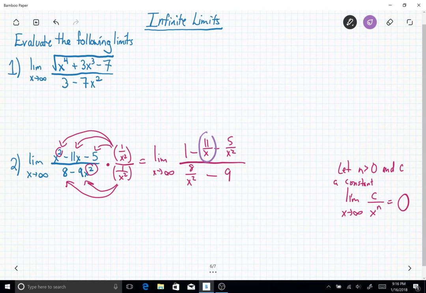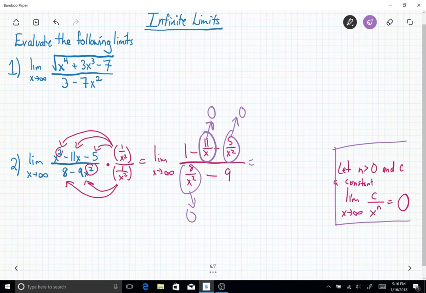When we take a look at this limit, where's this thing going? Well, it's 11 over x. That's a constant over x to some positive power. That's 0. What about this 5 over x squared? That's a constant over some x to some positive power, which means that's 0 by this result over on the sidelines here. 8 over x squared, what do you know? That thing's also 0. And so this whole thing equals 1 minus 0, which is just 1, over 0 minus 9, which is just negative 9. So this whole thing equals negative 1/9. And that's it. That's all there is to it.